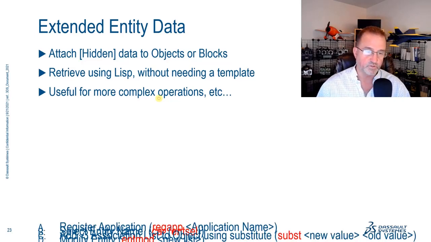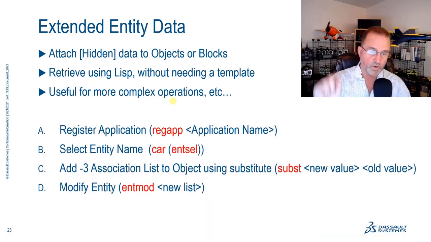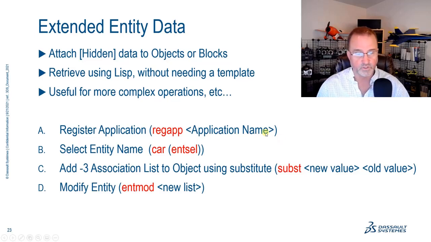Now, the sequence to create this is you have to register an application. We use a function called regapp to register whatever the application name is, and you can name this pretty much anything you want. Then we select an entity, we grab the entity name, and then we get the -3 association list. We do a substitution to replace the existing association list with a new one that has the additional data in it, and then finally we use a function called entmod to modify that entity.